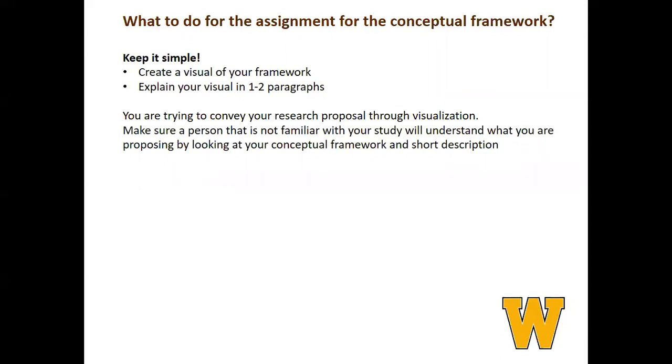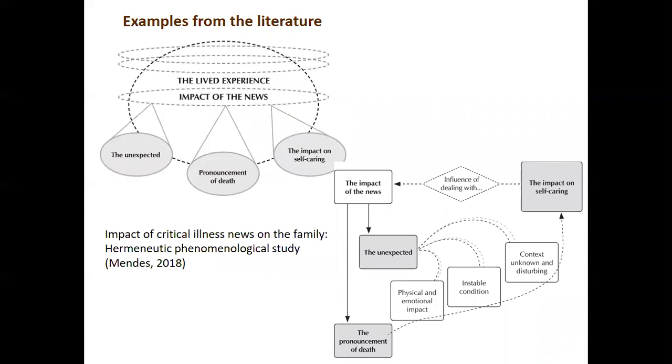So you're trying to convey your research proposal, your prospectus, through visualization. You want to make sure that a person who is not familiar with your study will understand what you're proposing by looking at that framework and the short description. I've included some examples from the literature. Here is a 2018 study, and it looked at the impact of critical illness news, so getting that news, on the family. And this particular study used a hermeneutic phenomenological design.